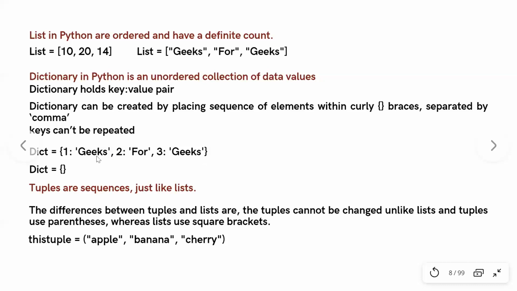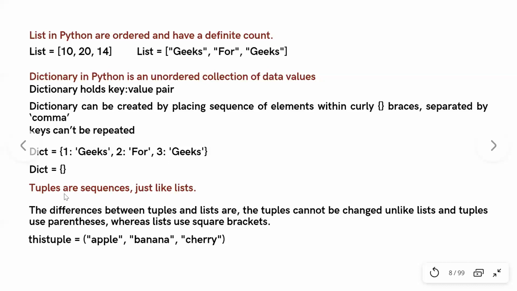Every key value pair is separated by a comma. This is one key value pair separated by a comma. This is another key value pair separated by a comma. This is another key value pair, and so on we can go. If I want an empty dictionary, I can simply give the opening and closing curly brackets, and it will initiate the empty dictionary. So that's what a dictionary is all about.